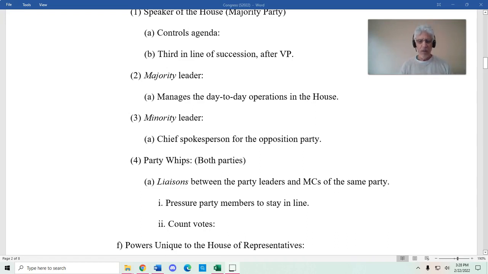And when it says count votes on the lecture notes, what I'm referring to is the idea that sometimes the party leadership doesn't know exactly how many people support a bill or oppose a bill. It's the party whip's job to go and find out how many people will vote in favor and how many people will vote against. Okay? In the next video, I'm going to be talking about powers that are unique to the House of Representatives. This is a really important part, which is my way of saying this has a high probability of being one of the questions on the exam.